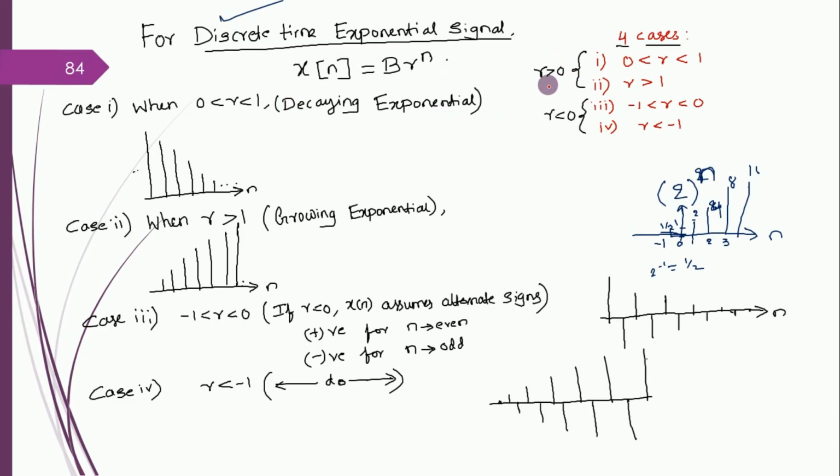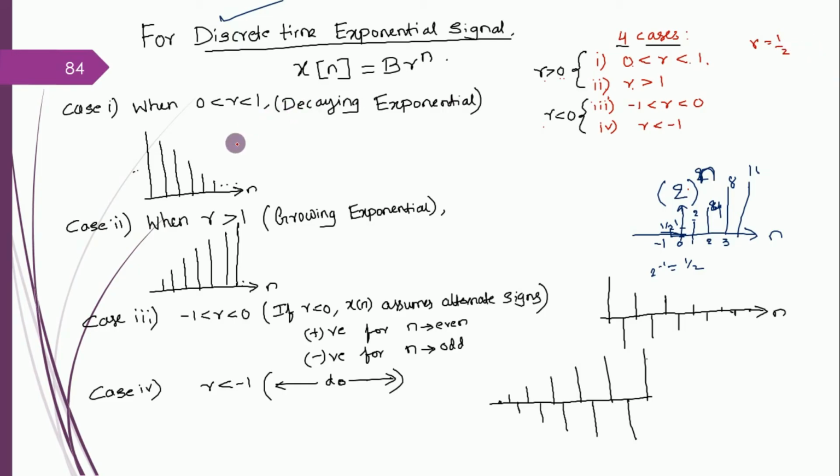Okay. So with this, I'm coming back here. Now concentrate here. I have four cases. One, when R is greater than 0, two, when R is less than 0. When R is greater than 0, again I have two different cases. That is, R in the range 0 to 1, like half, and R greater than 1, like 2 squared. So now I have shown you, when the R value is 1 by 2, how it looked. It is exponentially decaying.